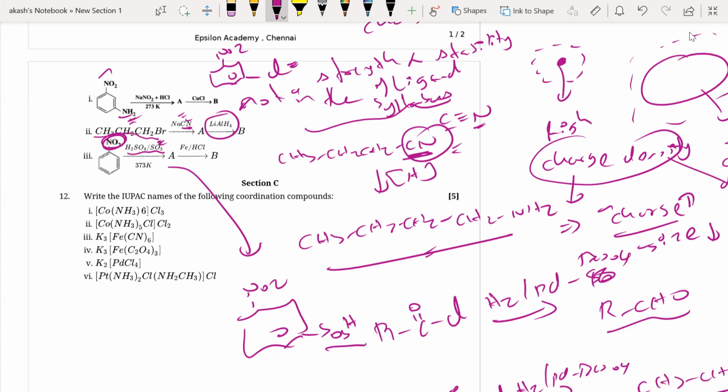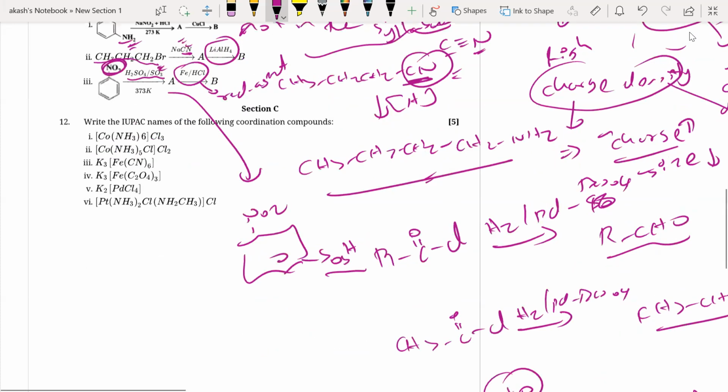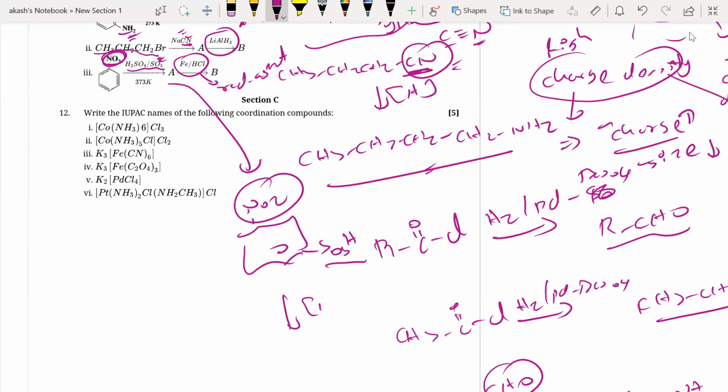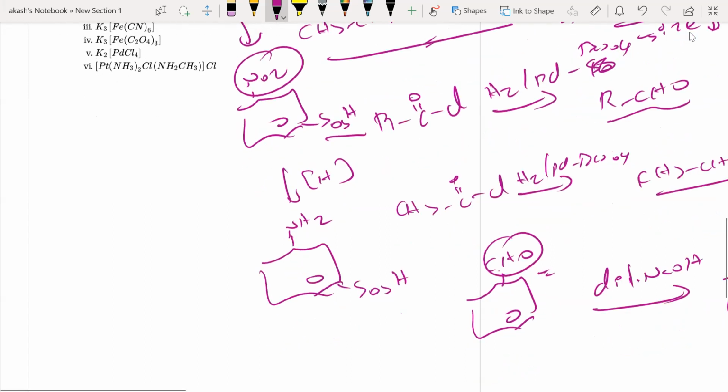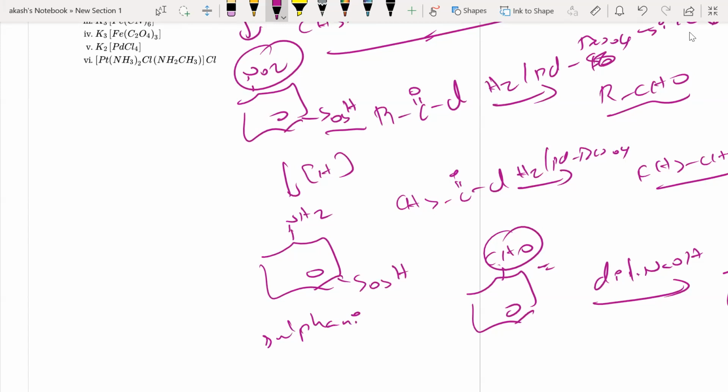Okay, then I have Fe in the presence of HCl. Fe in the presence of HCl is again a reducing agent. Any metal in the presence of an acid is a reducing agent, right? So now what will happen? Obviously, whenever I have nitro group, that can be reduced to NH2 group. NH2 and SO3H. Okay, that is your answer. Sulfanilic acid, we call it this one. Okay, right. So that is this.